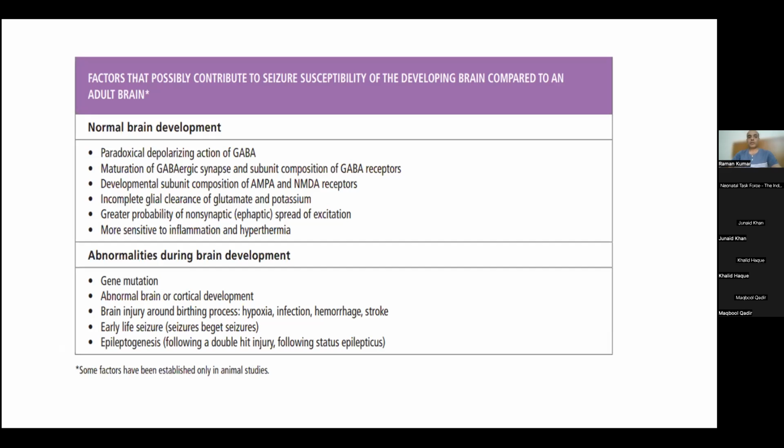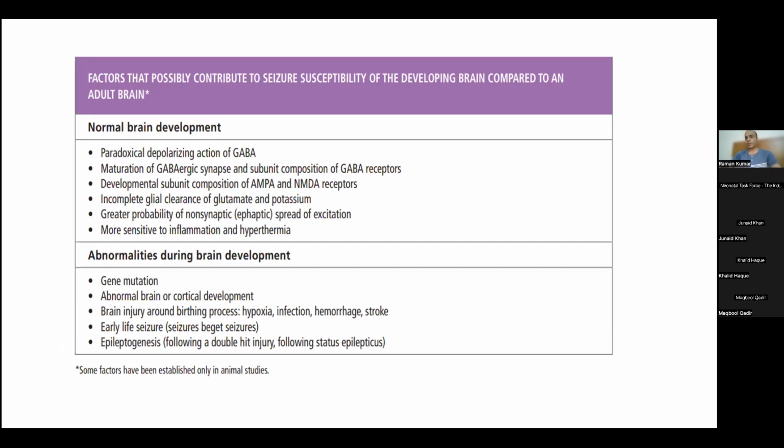Why? Because there is a paradoxical depolarizing action of GABA. GABA is actually an inhibitory transmitter, and it increases the chloride influx into the cell, which causes hyperpolarization, which stops seizures.